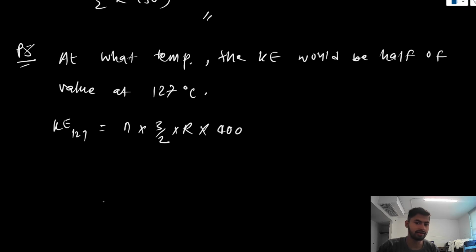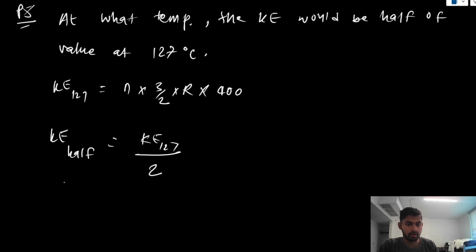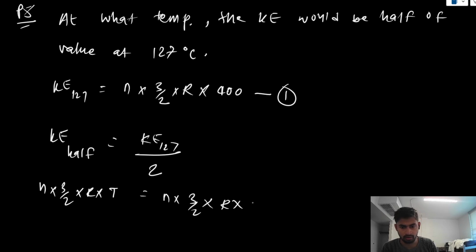Then the problem asks at what temperature kinetic energy would be half of its value at 127 degrees Celsius. So kinetic energy half would be kinetic energy at 127 divided by 2, right? So we assume the temperature at which the kinetic energy is half is T, and it would be n times 3 by 2 times R times T. Then we know from this equation, T is 3 by 2 times R times 400 by 2.